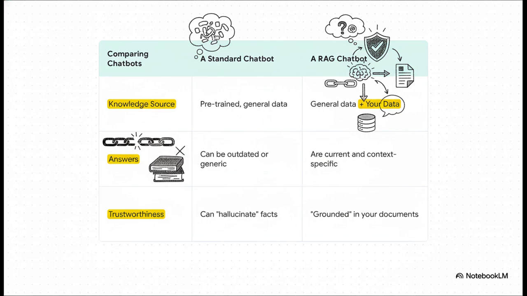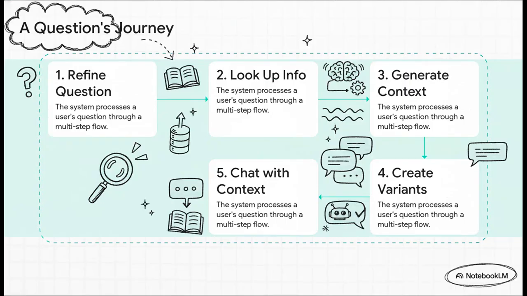A standard chatbot, it's just using its pre-trained data, which means you get generic answers, and sometimes it just makes stuff up. We call those hallucinations. But a RAG chatbot, it gets to access your data. That means you get current, super specific answers that are grounded in your actual documents. For trustworthiness, this is an absolute game changer. So how does this all work in practice? Well, we can actually break it all down into a 5-step journey that your question takes to get a really smart, accurate answer. Let's walk through this sample flow from Microsoft that shows exactly how it's done.